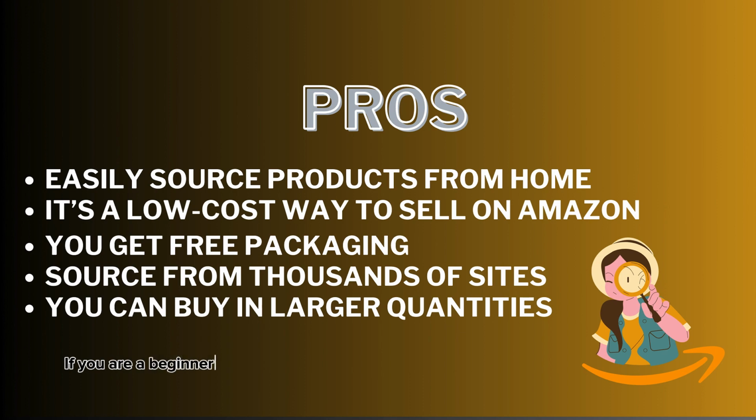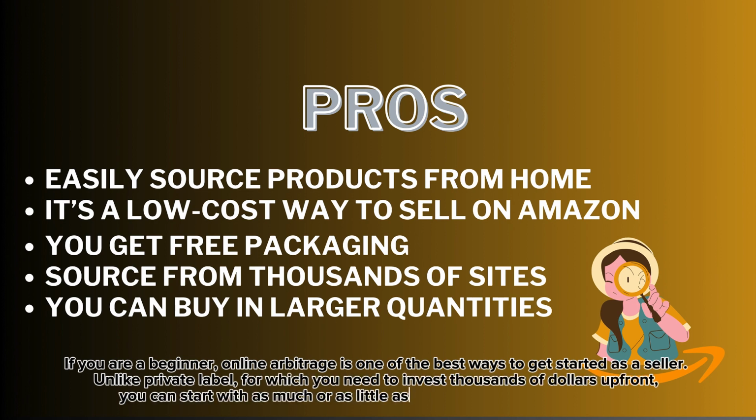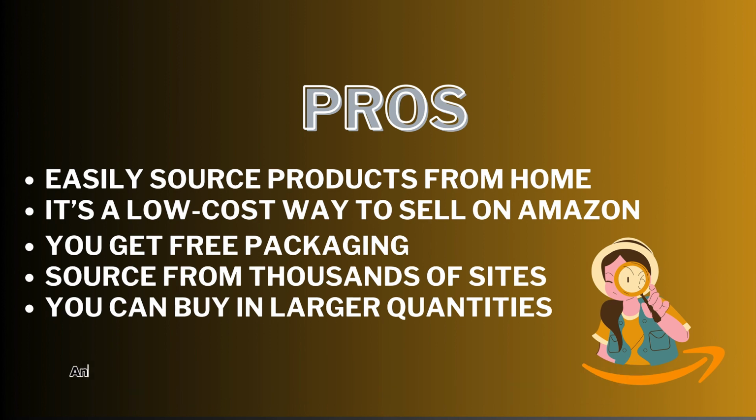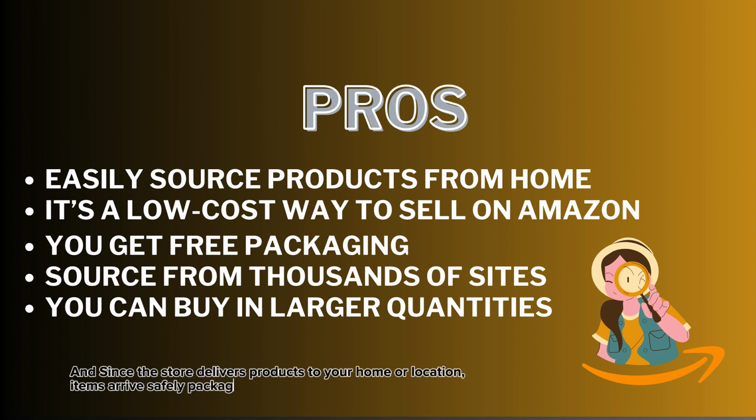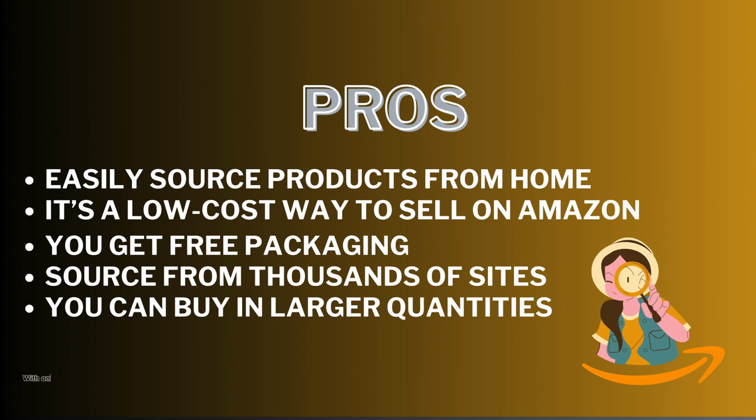If you are a beginner, online arbitrage is one of the best ways to get started as a seller. Unlike private label, for which you need to invest thousands of dollars upfront, you can start with as much or as little as you want with online arbitrage. And since the store delivers products to your home or location, items arrive safely packaged with bubble wrap, packing paper, and other materials that you can reuse. You can even ship your inventory to FBA with the box you receive your order in.